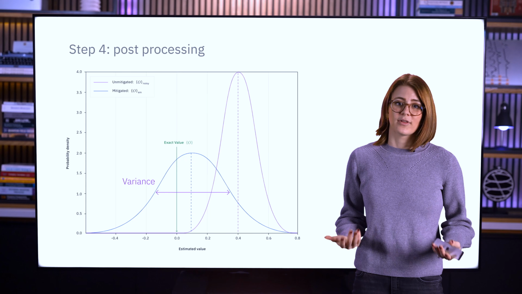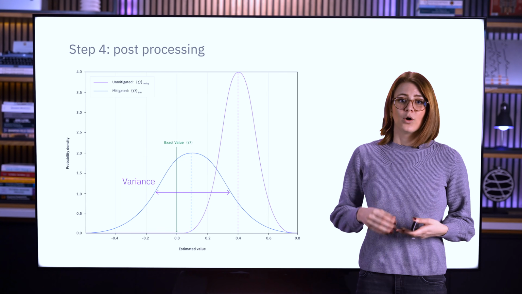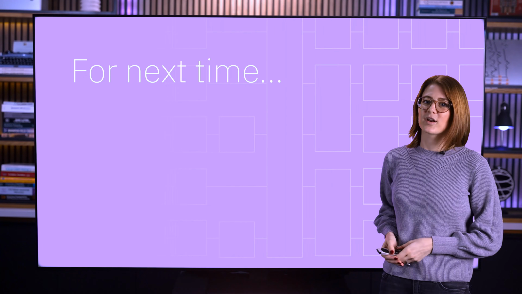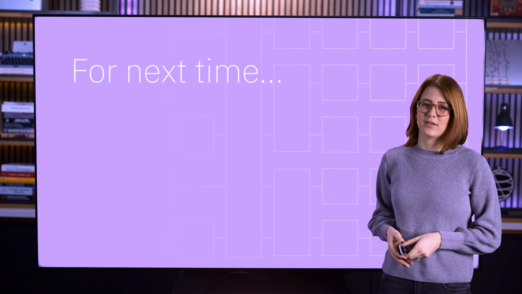Luckily, we can account for this by running more shots, which causes the distribution to shrink back to an acceptable level of uncertainty. So that's about it for this lesson. For next time, we're going to take all of these steps and put them together and work through an example of actual application interest.